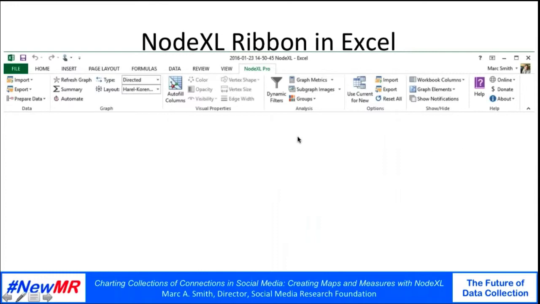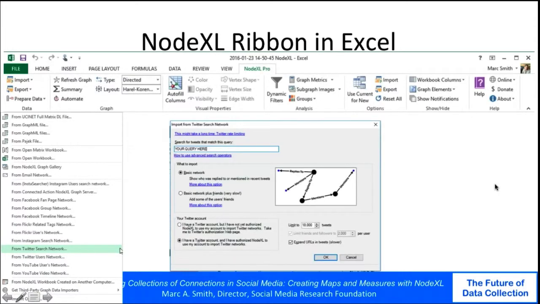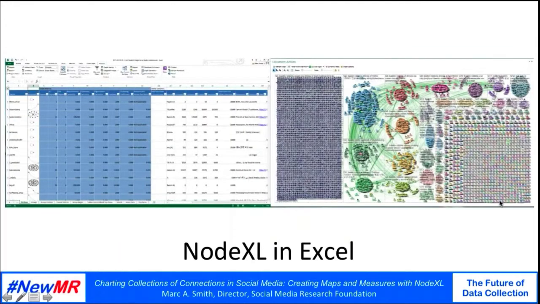So the goal is to make these maps about as easy as making a pie chart. And indeed, you can go into Excel, go into our menu, click on a few things and say, tell me about the group of people talking about topic X. And the result would be a picture and a data set, a spreadsheet, a series of worksheets in a workbook that tell the story of this group of people, this collection of connections.